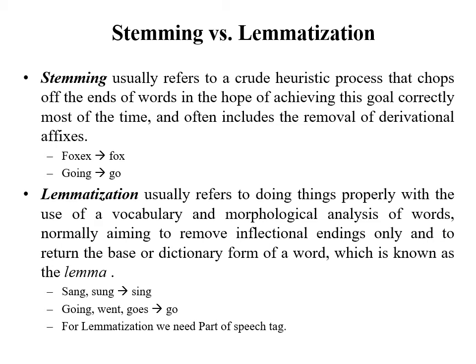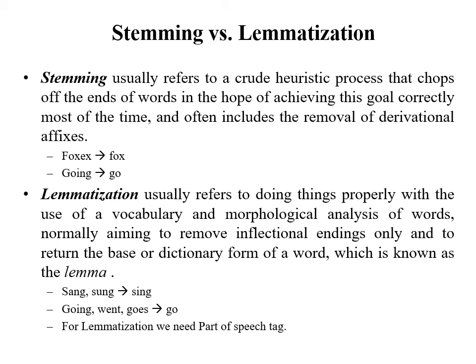Stemming usually refers to a crude heuristic process that chops off the end of the word in the hope of achieving this goal correctly most of the time, and often includes the removal of derivational affixes. So if you chop "es" from "foxes", the word left is "fox". If you chop "ing" from the word "going", it will remain "go". So this process is called stemming. After the process of stemming, we find the stem. The stem is the main part of the word.